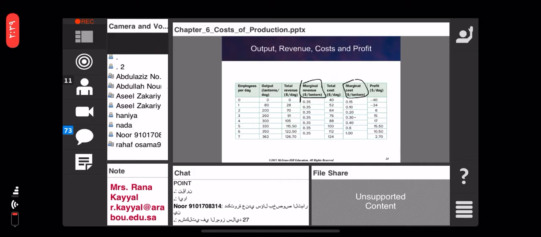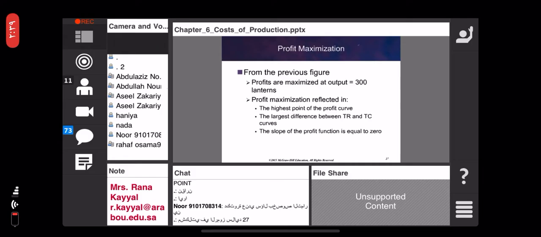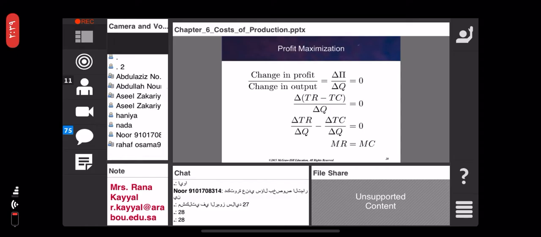رمزي بمشاكل. ايش الرموز؟ كتبناهم كلهم. Which one؟ TR total revenue اللي هي P times Q. TC total cost which is total fixed cost plus total variable cost. Don't ignore it. هو بس بيعطيك اياه mathematical wise رياضيا كيف حلينا المعادلة ووصلنا على هذه.